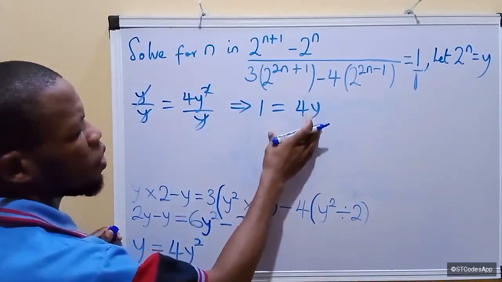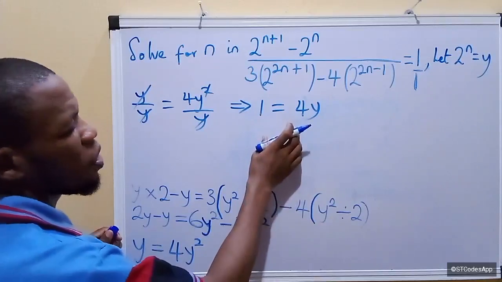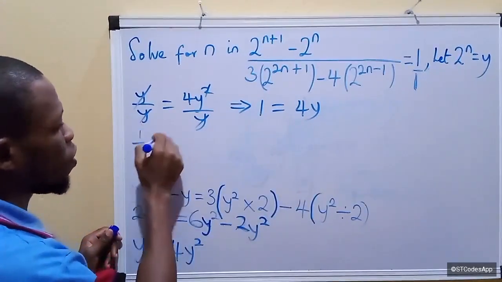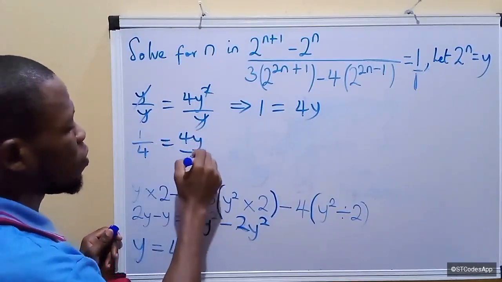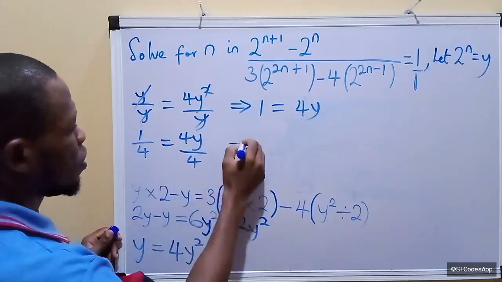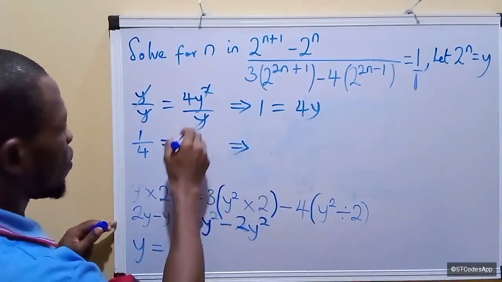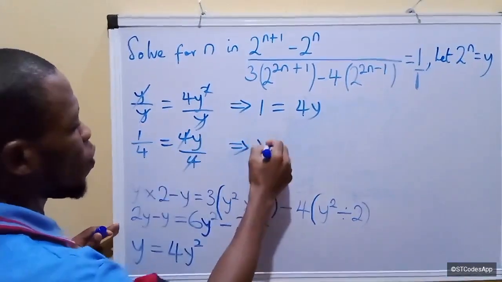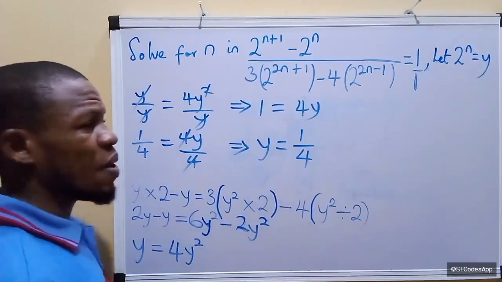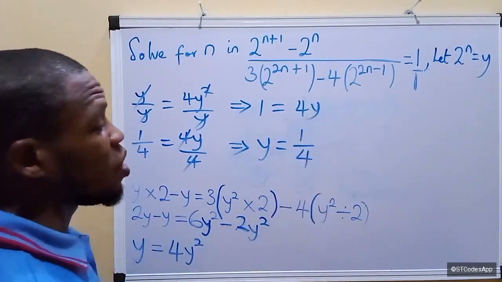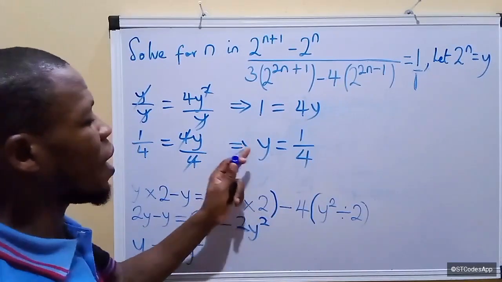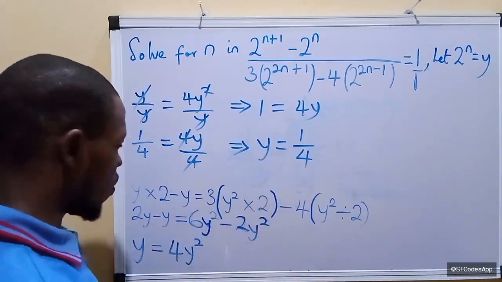Now to find y here, we divide both sides of this equation by 4, the coefficient of y. So I'm going to have 1 all over 4 is equal to 4y all over 4. And if we do that, this will imply 4 cancels 4 here. So we are left with y is equal to 1 all over 4. Remember that when we started, we said let 2 raised to the power n be equal to y. So if we are to bring back that here, we are going to have 2 raised to the power n equal to 1 all over 4.